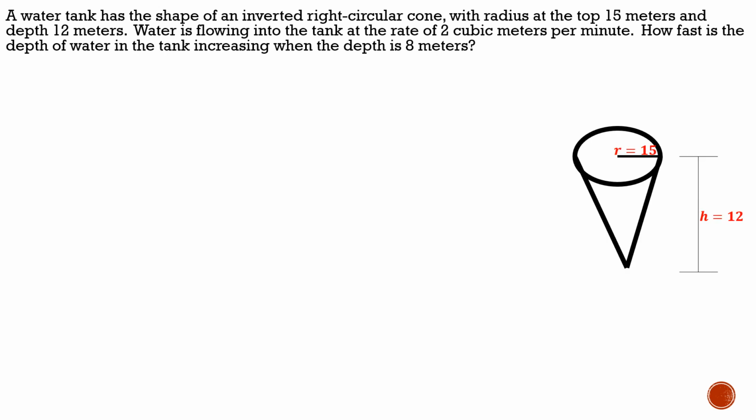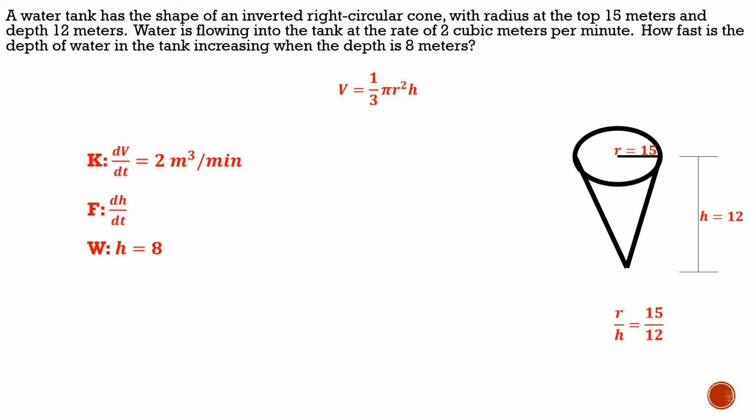So here's our picture. And we know dV/dt is 2 meters cubed per minute. We're trying to find dH/dt, the rate of change of the depth of the tank, and they told us when H is 8. So creating a formula for V and H, I have V equals 1/3 pi r squared H. That's the volume of a cone.